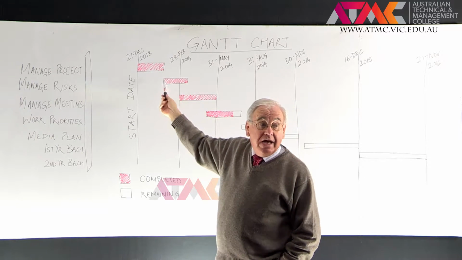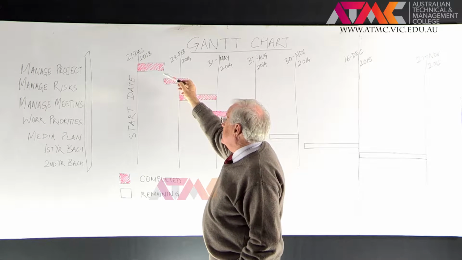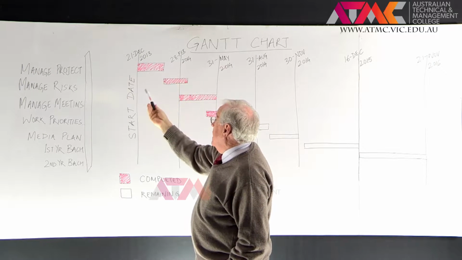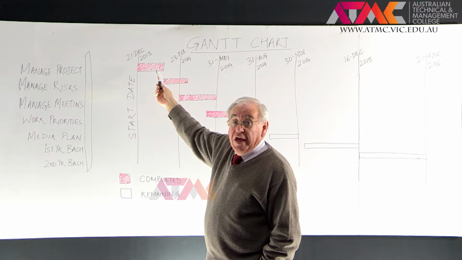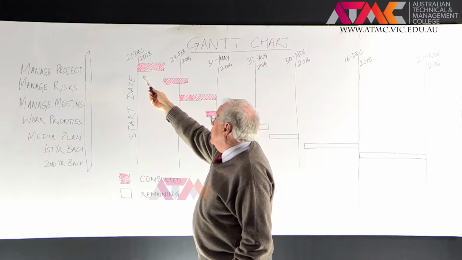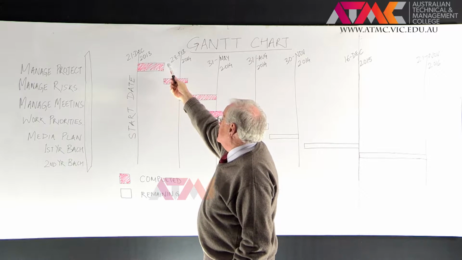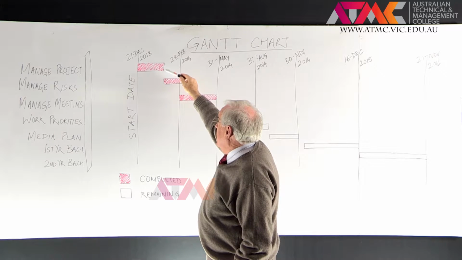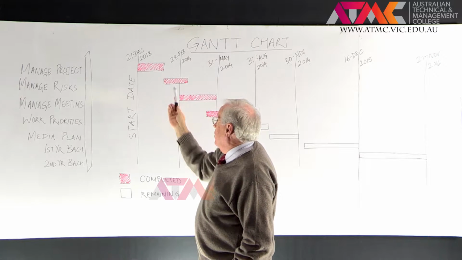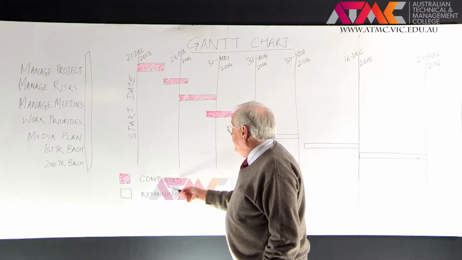So what we've done here is that we've started our managed projects on the 21st of December 2013. We have completed it somewhere in January. You would work that out on your chart. And see how it's filled in coloured wise? That means we've completed it.